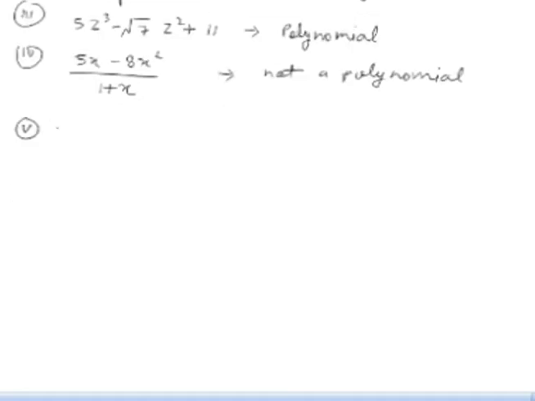Number 5 is root 3 x to the power 1 by 2 plus 5x square minus 9x square plus 7. Just take a look at this expression. Here the power of x is a fraction, 1 by 2. The power is in fraction. Here the power is 2, here the power is 2, but this one is a fraction. So this is not a polynomial.